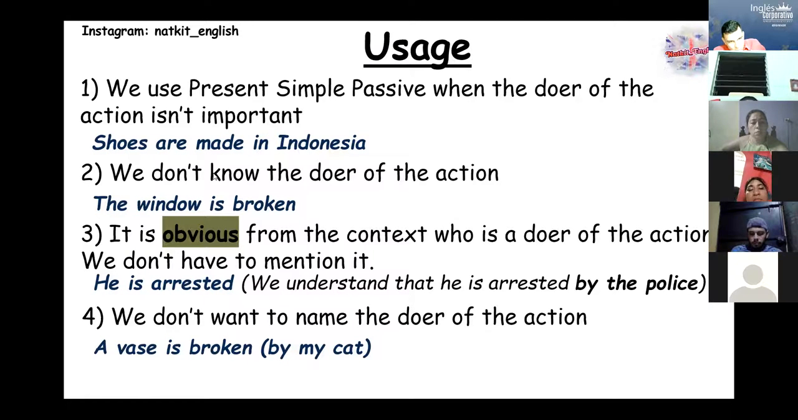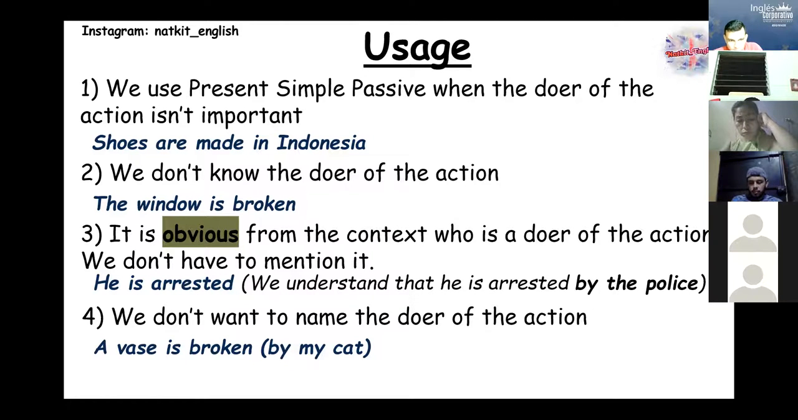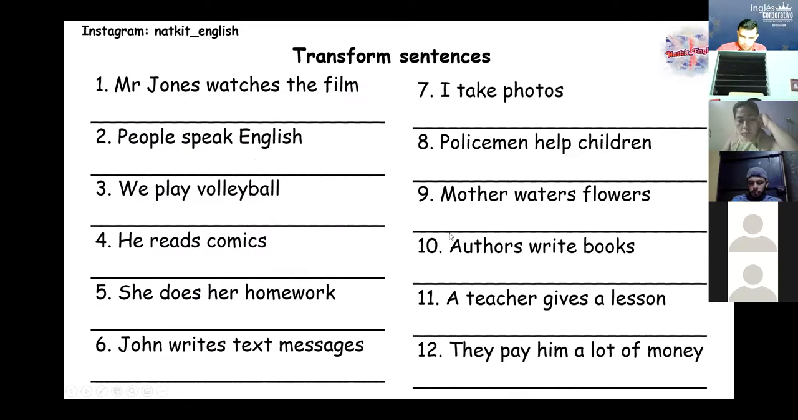Número dos, we don't know the doer of the action. Cuando no sabemos quién realizó la acción. The window is broken. La ventana ha sido quebrada. Ok. Veamos más ejemplos.